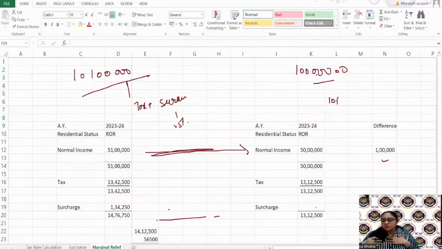Honestly, when I was an inter student, I understood the concept of marginal relief towards the end of inter. So if you are understanding it, I am very happy. If you are not understanding it, practice 2-3 questions. You will definitely understand it. And if it still doesn't come, I am here in the next class to take it again. Okay.